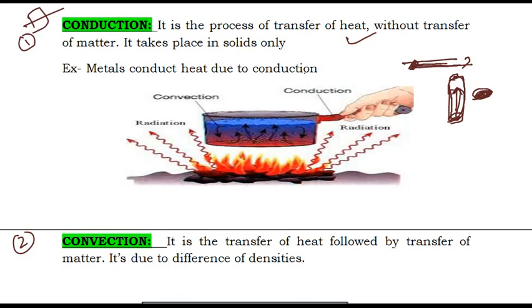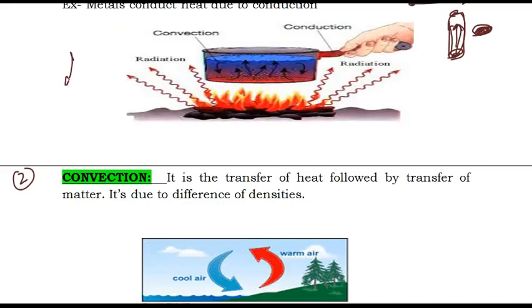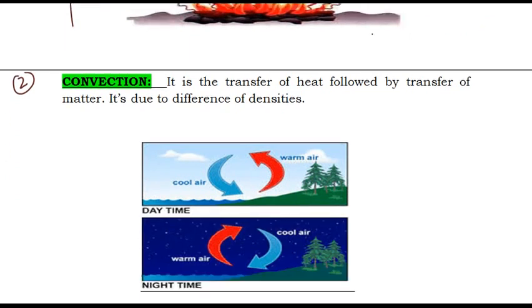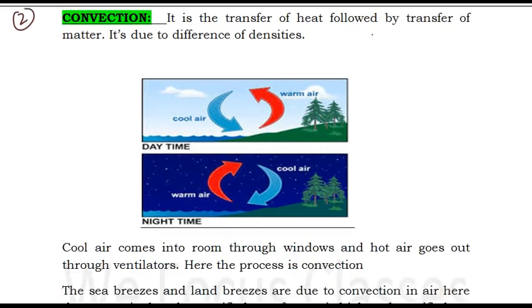It takes place generally only in solids. This is the best example. See here, the rod is heated, and you can feel that heat with your hand also. That is what conduction is. And the second one is convection. What is convection? Convection is nothing but transfer of heat followed by transfer of matter. Here matter is also transferred.